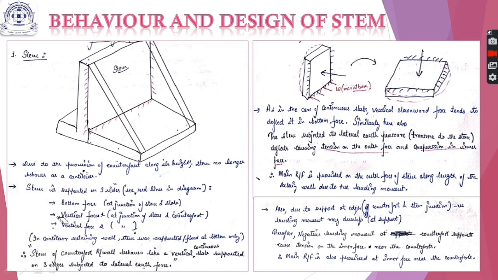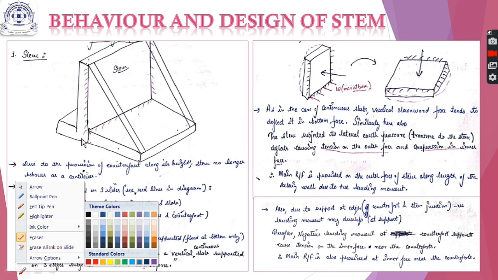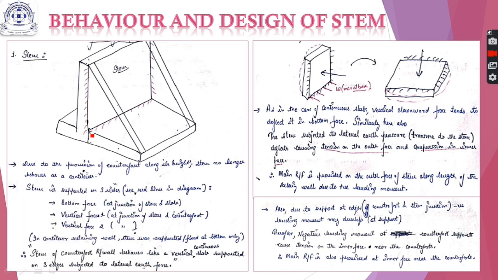So what will happen? Due to the presence of these continuous supports, negative bending moment will be near the supports, that is, near the counterforts. And in the middle portion there is no support, therefore the tension will be on the outer face. So I repeat, if this is a slab and this is the load acting on this slab, tension will be on the outer face in the midspan region and tension will be on the inner face in the support region.